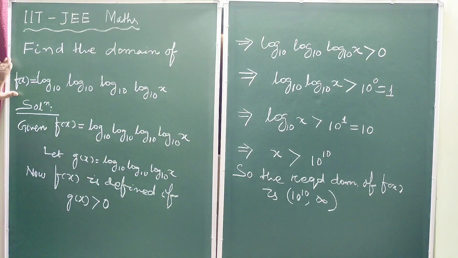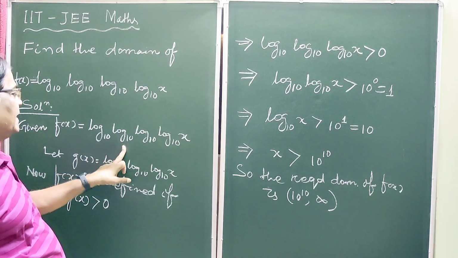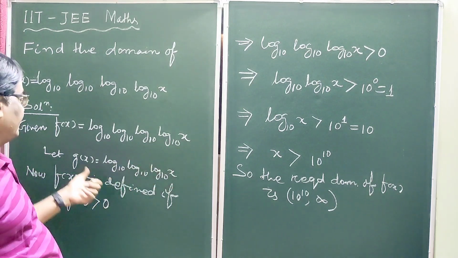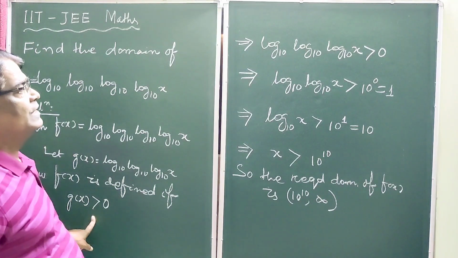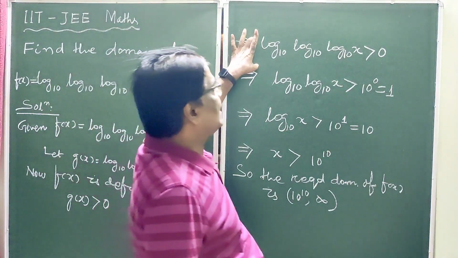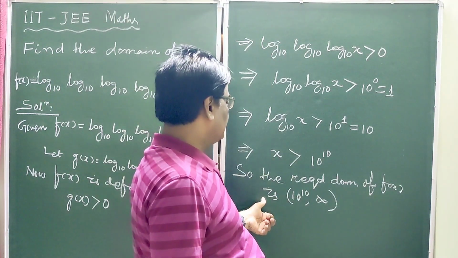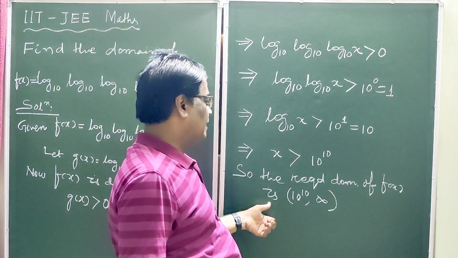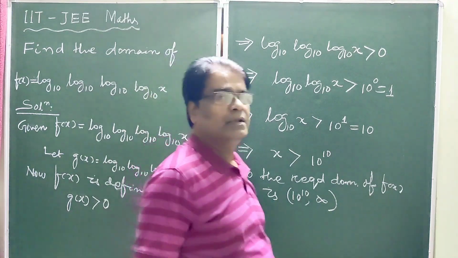Here we have to find the domain of the function f of x. We have taken g(x) = log base 10 of x. Now this function is defined provided g of x is positive, greater than 0. Taking g of x greater than 0, after simplification we get x greater than 10 to the power 10. So the required domain of the function is the interval (10 to the power 10, infinity).